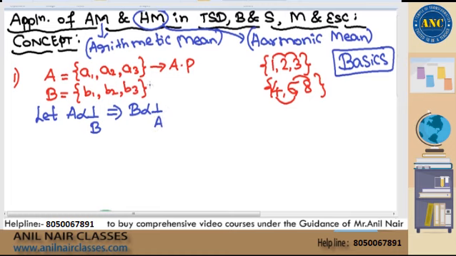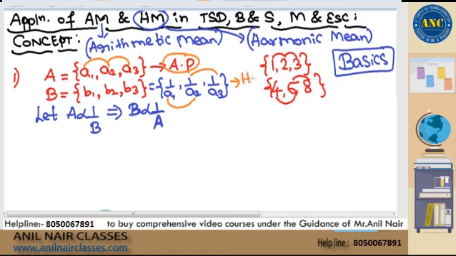That means, can I say that B is nothing but 1 by A? Right? B1 will be equal to 1 by A1. B2 will be 1 by A2. B3 will be 1 by A3. Now, very important point. If A1, A2, A3 are in arithmetic progression, then the reciprocals of A1, A2, A3, 1 by A1, 1 by A2, 1 by A3, they are nothing but in harmonic progression. Harmonic progression is nothing but the reciprocal of arithmetic progression.